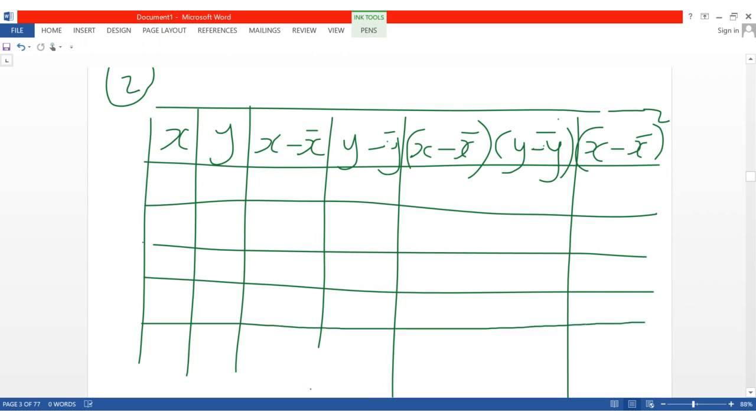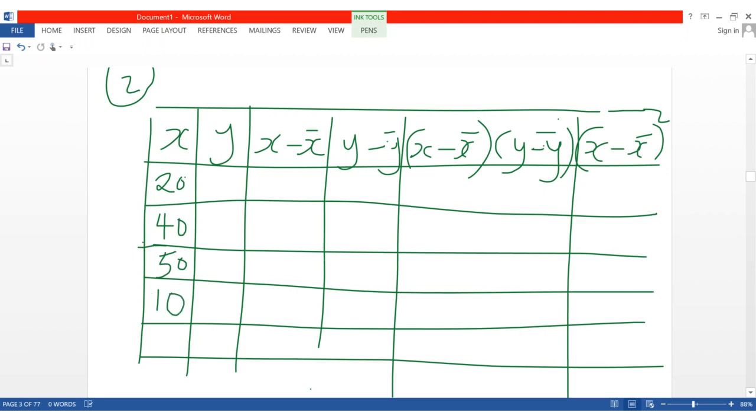Now I'm just putting values that will fit on the board to make my work easier. So for x we have 20, 40, 50, 10, 60, and on this side for y we have 30, 50, 55, 25, 70. We do for that one.